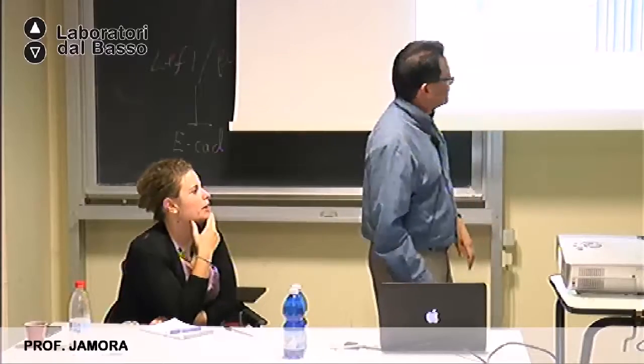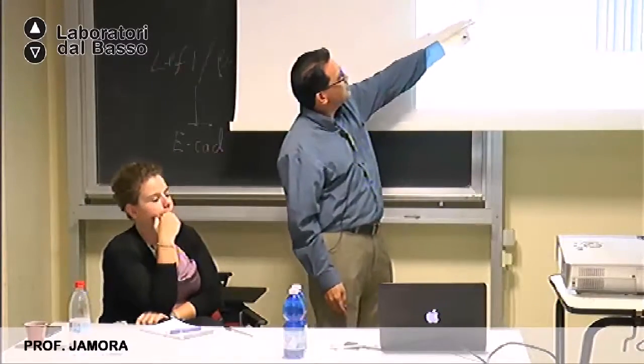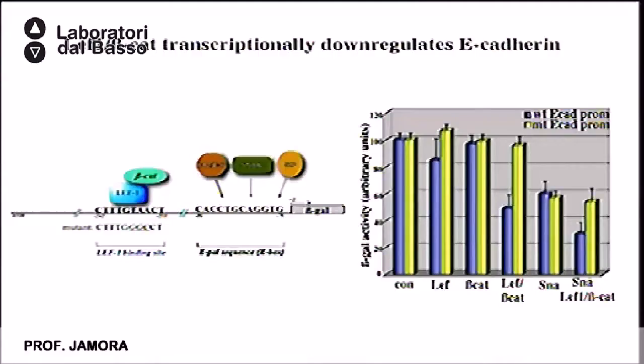Okay, so basically the image is telling you that you need to bind these two to the promoter to repress E-cadherin. That's it.